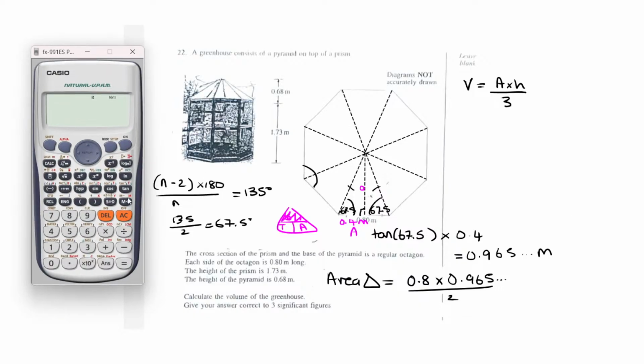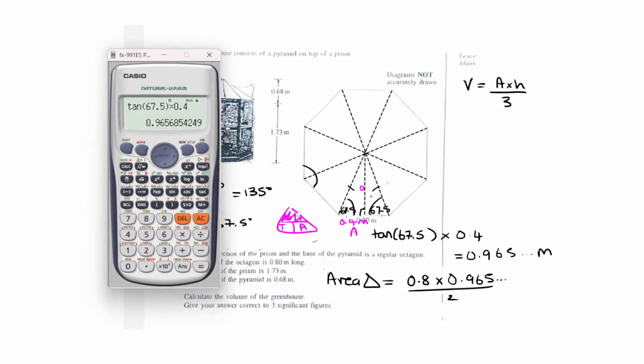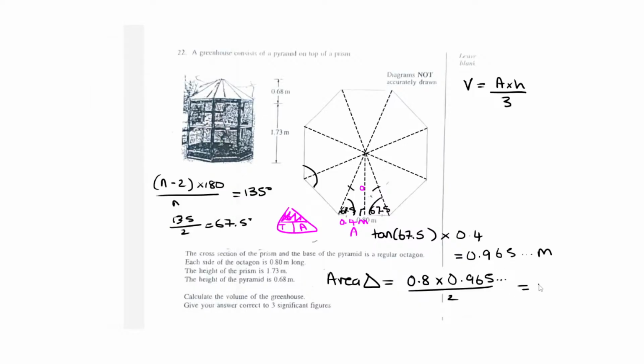Let me get my calculator. So I would have done tan 67.5, close your bracket, times by 0.4. That's the long number that I got. Now take that, multiply that by 0.8, and then you can divide it by 2 because it's a triangle. That's one triangle: 0.386... Again, keep that number in your calculator.